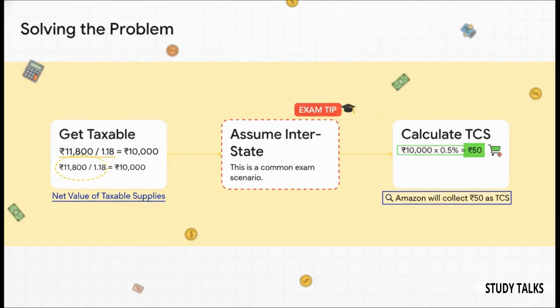And now we can finally solve our opening question. The total price was $11,800, which included 18% GST. So first things first, we strip out the GST to find the taxable value. We divide by 1.18, and that gives us a nice round 10,000 rupees. This is our net value of taxable supplies. Now we just apply the TCS rate of 0.5% to this 10,000, and the answer is 50 rupees. So the crucial takeaway here is that Amazon will collect just 50 rupees as TCS.